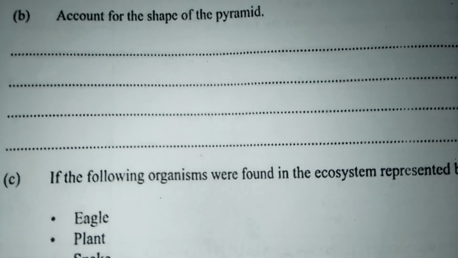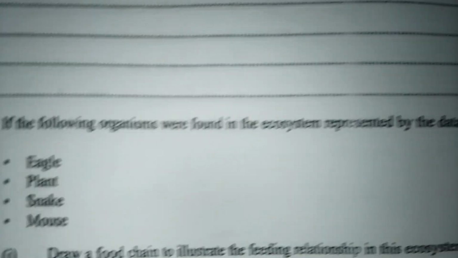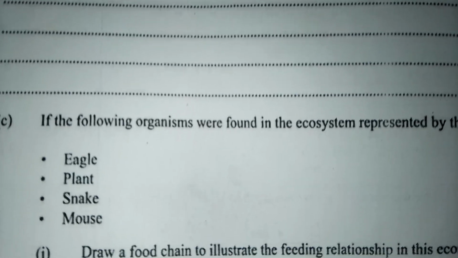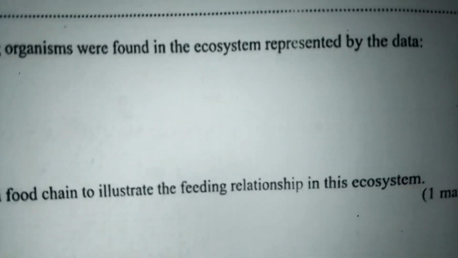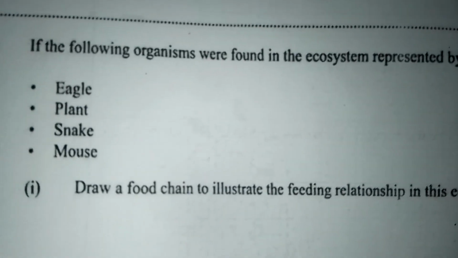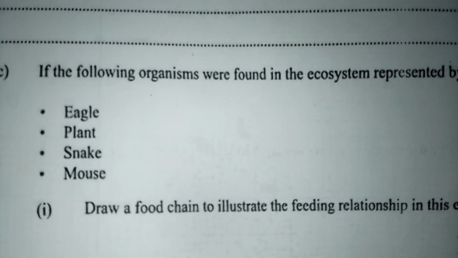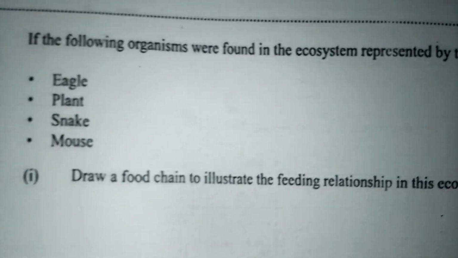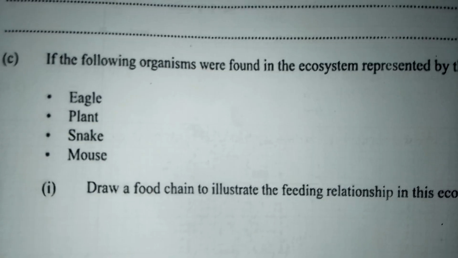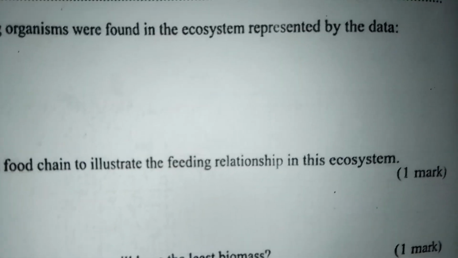And then C, if the following organisms were found in the ecosystem represented by the data: eagle, plant, snake, and mouse. Draw a food chain to illustrate the feeding relationship in the ecosystem. Let me just repeat the question again.